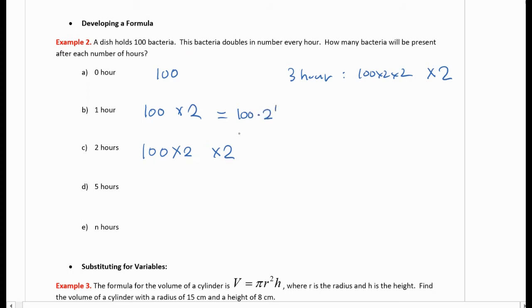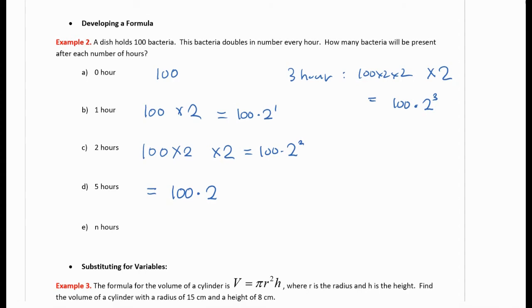Okay, so we're going to simplify it. This is 100 times 2 to the power of 1. And this is 100 times 2 to the power of 2. And this is 100 times 2 to the power of 3. After 3 hours, you have 100 times 2 cubed. And after 5 hours, how can you make the formula? How can you find how many bacteria you have? What number do I have to write?